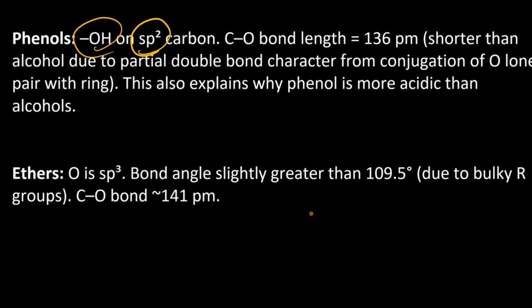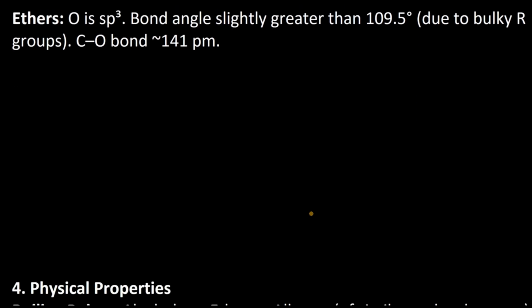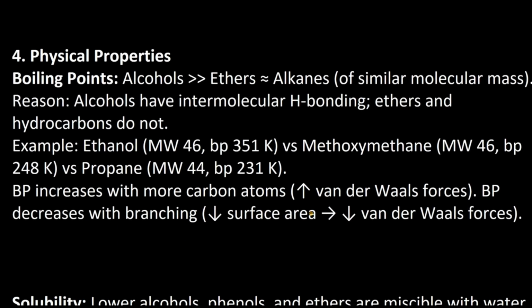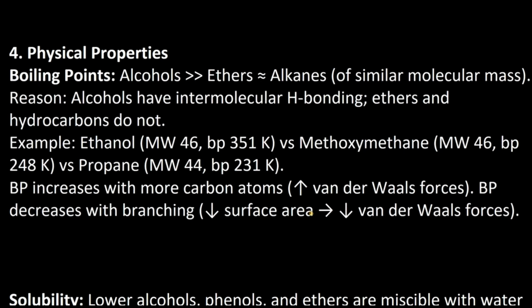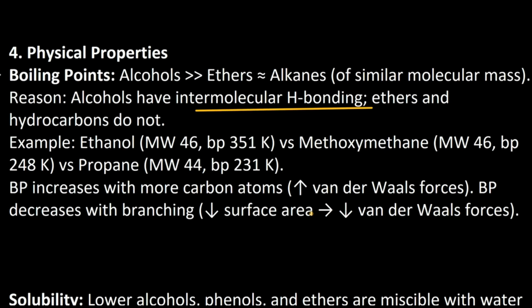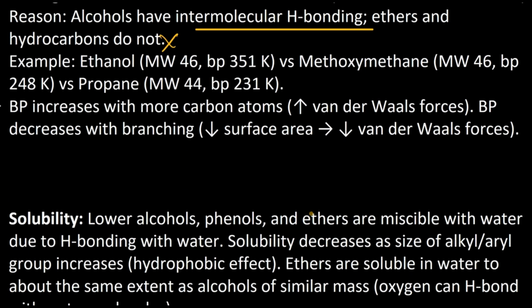Okay, and phenol is more acidic than the alcohols because the phenoxide ion is more stable than the ethoxide ion or methoxide ion, or alkoxide ion basically. Then physical properties: the boiling point of alcohols is more than ethers or alkanes because alcohols have intermolecular hydrogen bonding, while ethers and hydrocarbons don't. Then the boiling point increases as the number of carbon atoms increases because the van der Waals forces increase, and it decreases with branching because the surface area decreases.